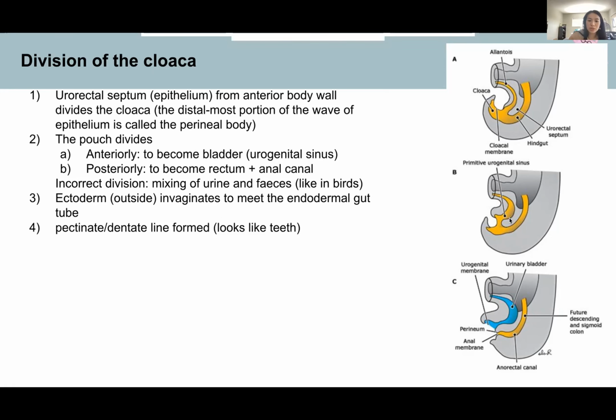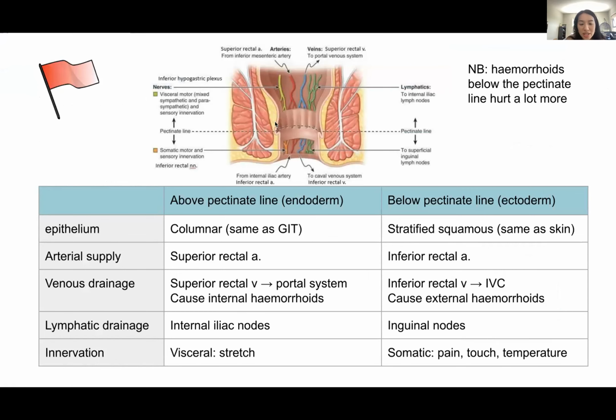So moving on. Yeah, so this is the pectinate line, and people always say it looks like teeth, but obviously it just looks like anus. So I don't know how much teeth it can be, but yes, it just looks like grooves. So the pectinate line basically delineates the difference between a lot of things, right? So the epithelium on the outside will be similar to the epithelium on the skin of your butt, right? So it's going to be stratified squamous, okay? And then inside will be the same as your gut tube, so columnar.